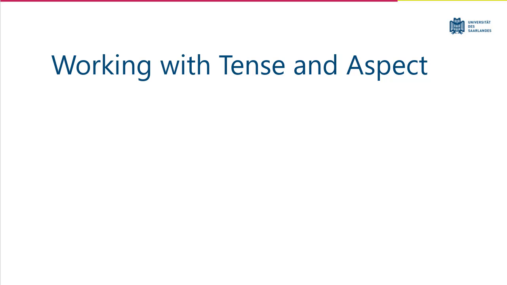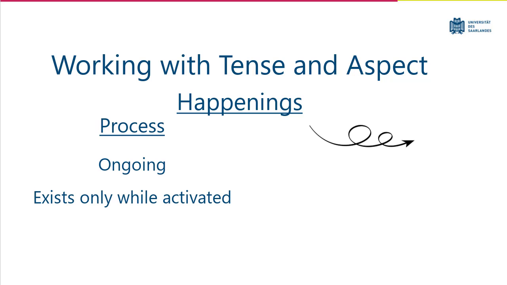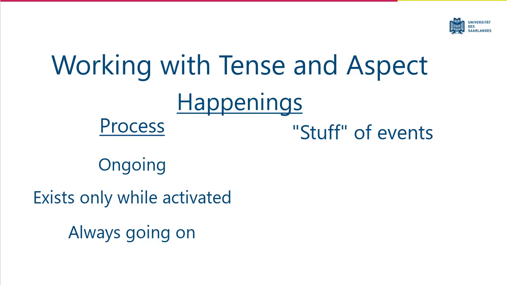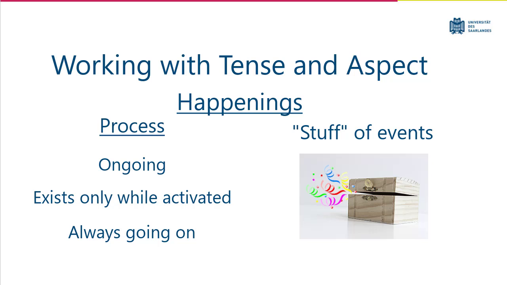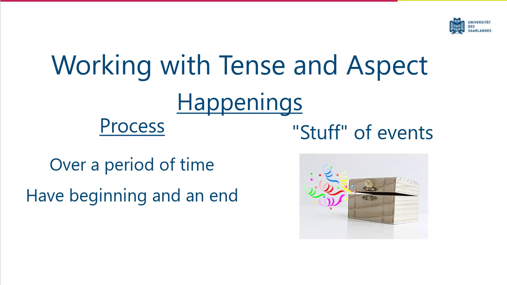Now let's take a look at another type of happening, a process. A process is ongoing. It exists only while activated, or happening, and is always going on. You can imagine a process as containing the stuff of events. It's kind of like taking the contents out of our locked box from before. The process, the stuff inside the box, makes up the event. Processes take place over a period of time, no matter how short or long, that have a beginning and an end. Whether we mention when the beginning and end are is unimportant.